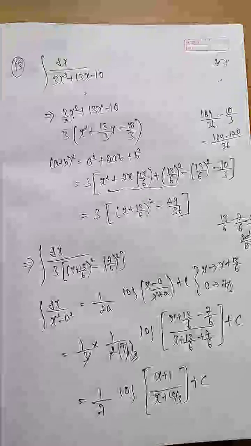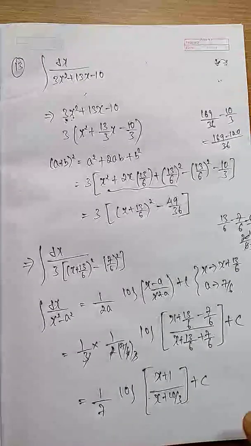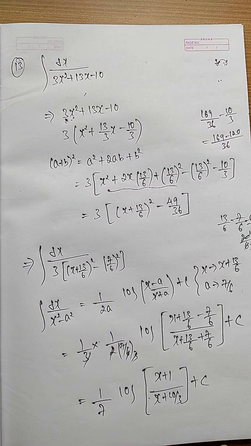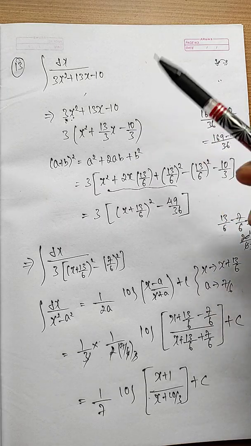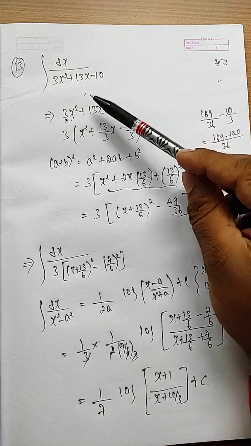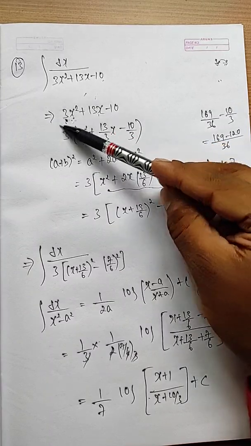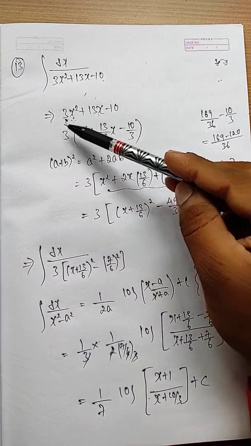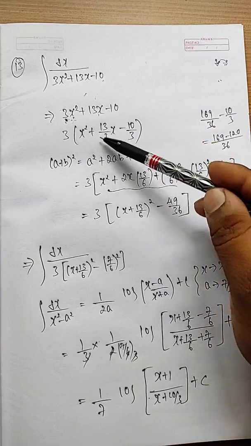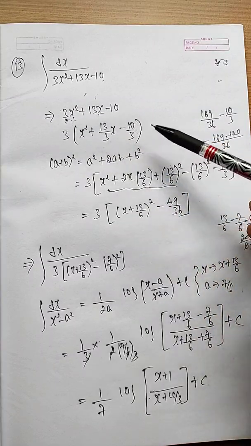Is it clear? Is it okay? So notably, somewhat of a big problem actually. So notably what we have done in the given question: if you take the quadratic equation, here the x square coefficient is not a perfect square. If the x square coefficient is not a perfect square, take it as common. So x square plus 13 by 3x minus 10 by 3.